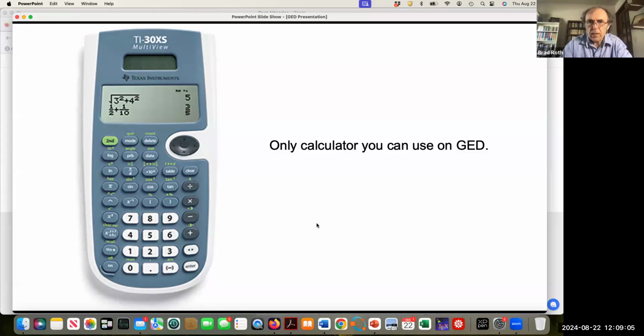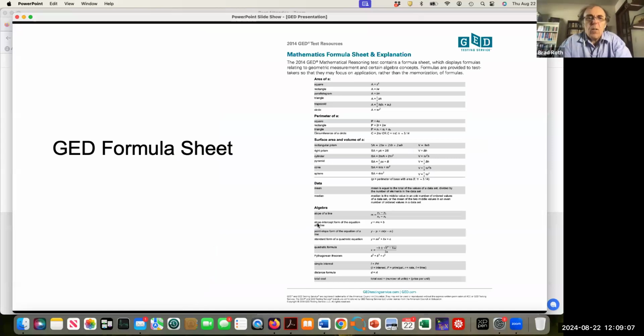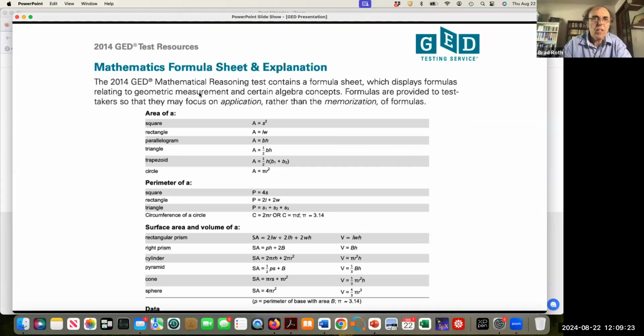Now, let's see here. Okay. They also, for the GED, give you a formula sheet, and you can see it here. It's online. They can pull it up during the test. It's got a whole bunch of formulas. This writing is a little small on this slide, so here's an expanded version. It's got a bunch of geometry equations. Notice it gives you the equation. It doesn't tell you what the symbols mean. So it can't replace working the problems.